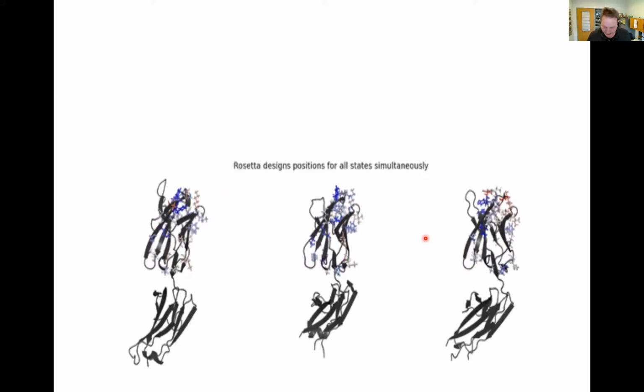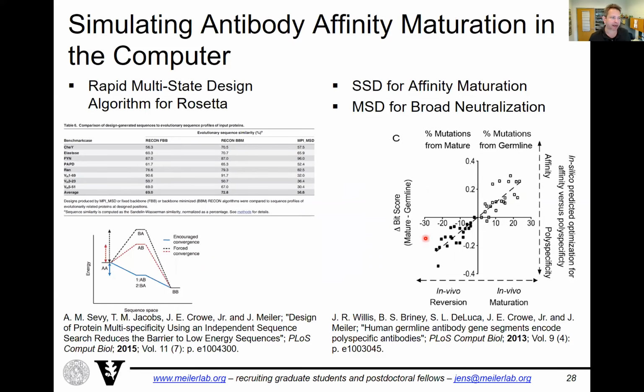And interestingly, we found in this experiment that these antibodies that we engineered that are paired tend to have fewer mutations. They tend to be more similar to the original germline antibodies. If we design the antibodies just against one target, they are more similar to mature antibodies. And so we can measure this. There are two conclusions from this. First of all, Rosetta can mimic this maturation process. Rosetta can predict good mutations in an antibody that move it to high affinity.